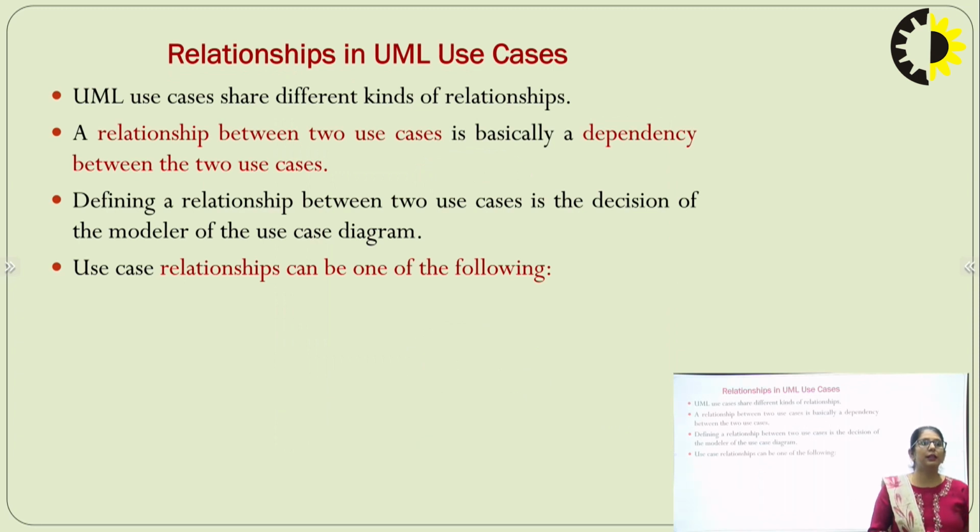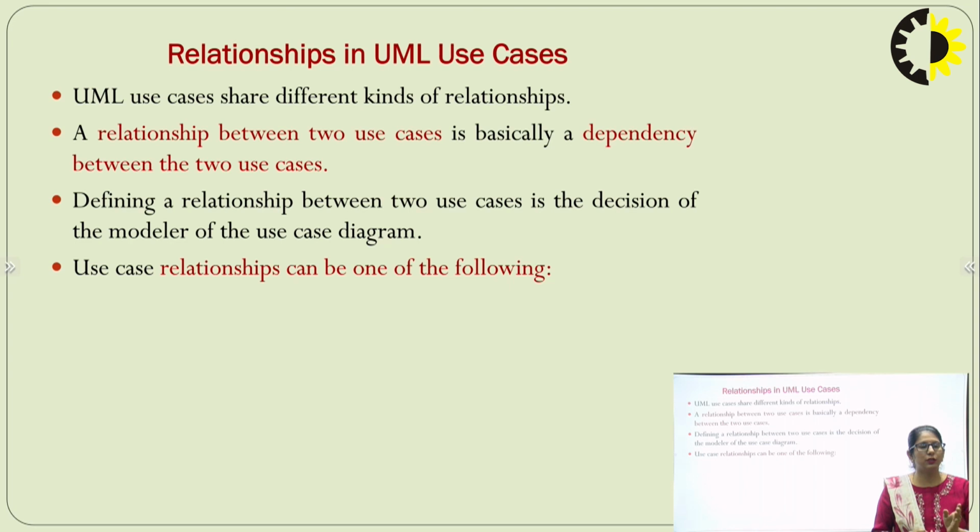Then there comes relationship in use case. Previously, as we have studied the elements, there are actors, there are use cases, there are system boundaries. Then how will these use cases be connected with one another? They are connected with one another through relationships. So there are relationships in use case also.